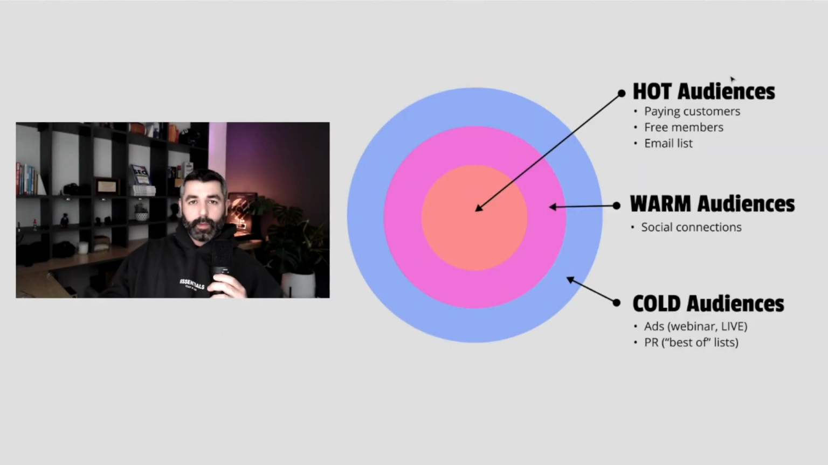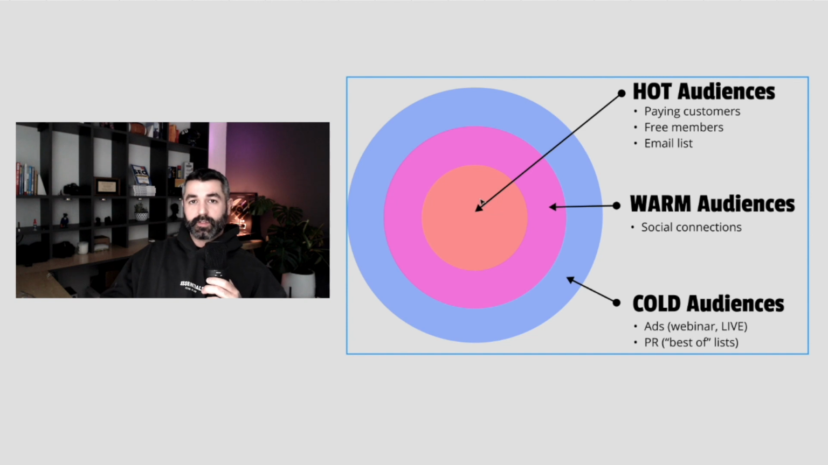So what I always tell people is to picture this like a bullseye. On the inside, the people that are closest to you are your hot audiences. These are people who have been paying customers in the past, maybe free members of something else, maybe opted in for a freebie and you've had a conversation with them, people on your email list. Those are the people at the very inner part of this bullseye. These are the people that are the hottest.